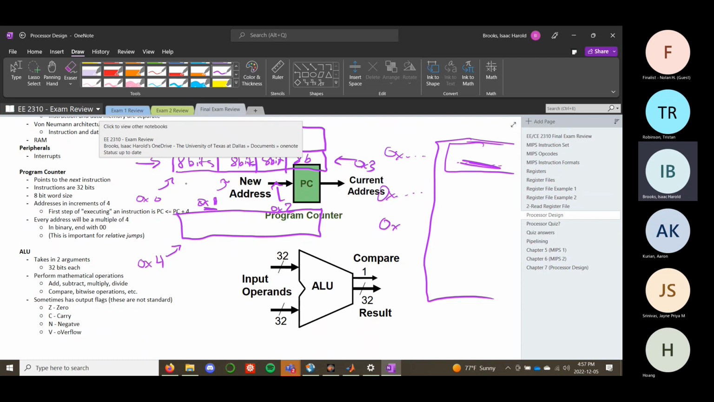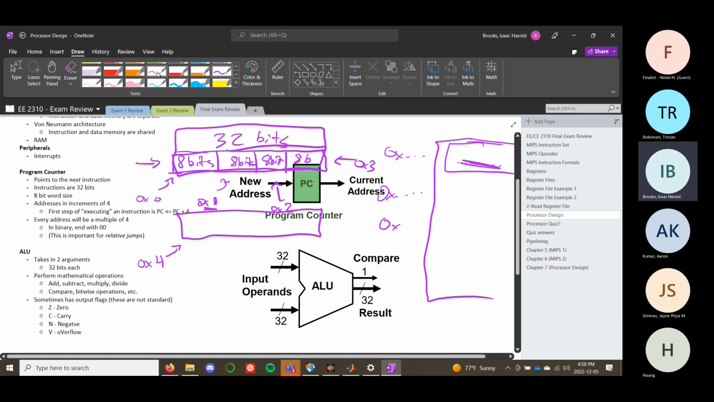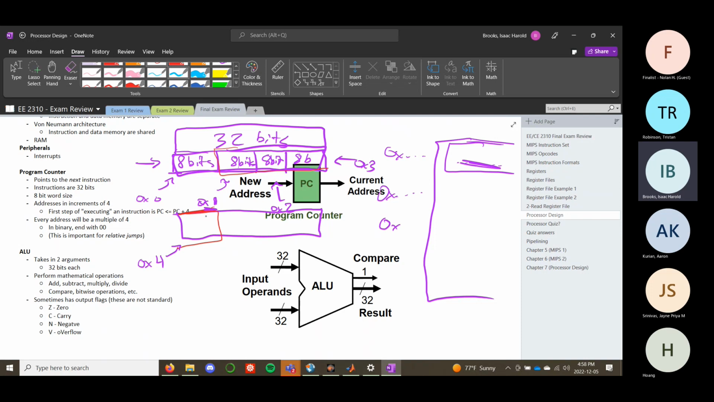So aligning everything nicely into multiples of 4 makes it easy, because then you can drop those 2 bits in your jump instructions, because you know it's always going to align properly. You're never going to have any overlap, because one instruction is going to take up this bit. One instruction will never be like these 4 blocks. Right, it's going to be 32 bits starting from a multiple of 4 address. Okay, so that's the program counter.